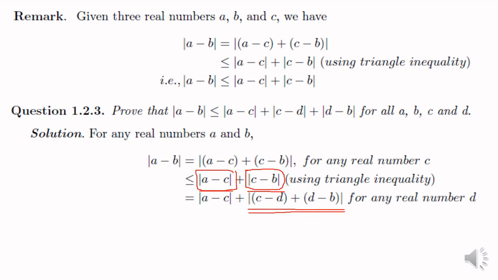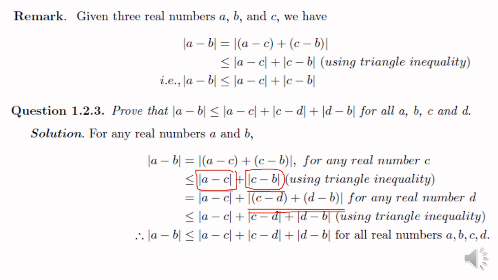So the first will be as it is, modulus of a minus c. So you'll get less than or equal to modulus of a minus c plus, this is less than or equal to, modulus of c minus d plus modulus of d minus b, using the triangle inequality again. So on the left side we have modulus of a minus b less than or equal to modulus of a minus c plus modulus of c minus d plus modulus of d minus b for all real numbers a, b, c and d, which is the required result.